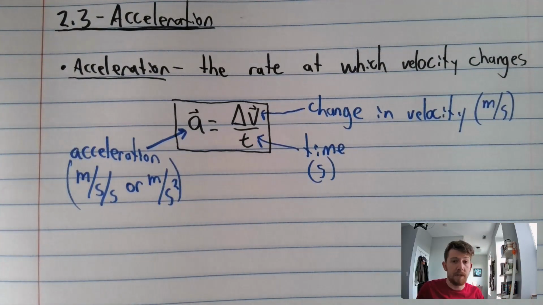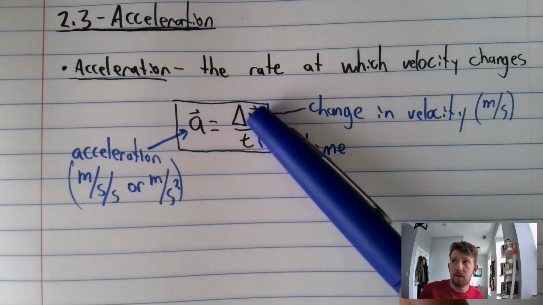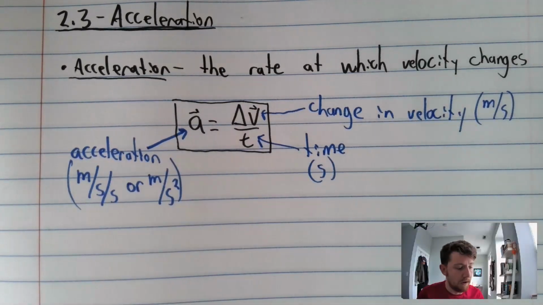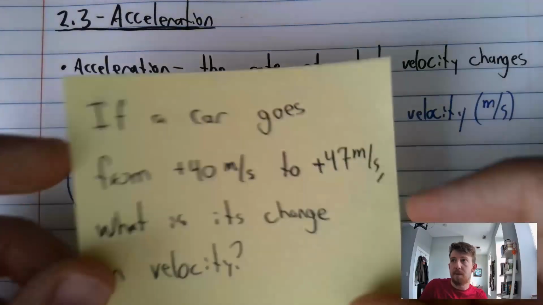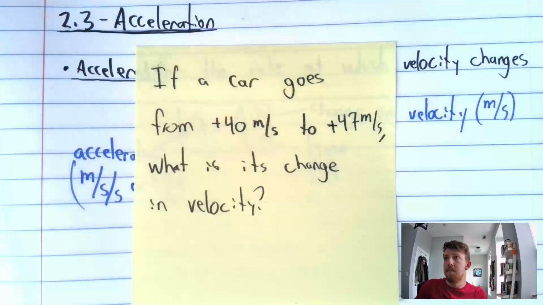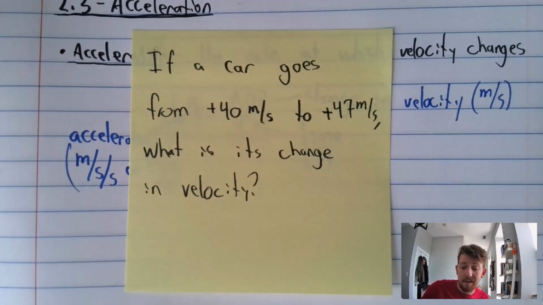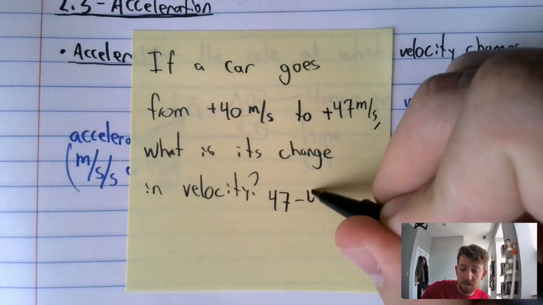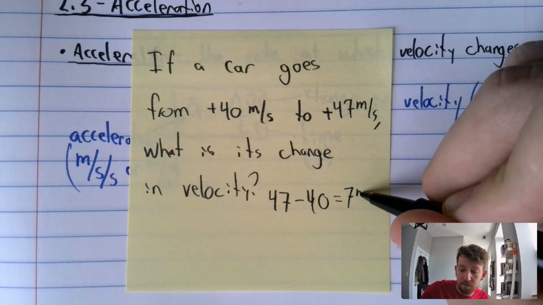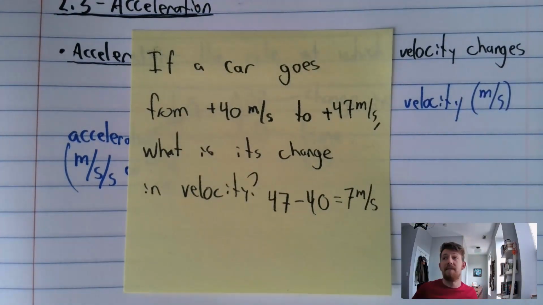All right, there's a lot to unpack in this equation. Namely, here, what we can do with the delta V and the unit of meters per second per second. Take a quick look at this. You probably don't need to write it down, but just answer the question. If a car goes from 40 meters per second to 47 meters per second, what is its change in velocity? Most of you can do that without even using a calculator, and you just go like this, 47 minus 40. And so our change is 7. We've increased our velocity by 7.